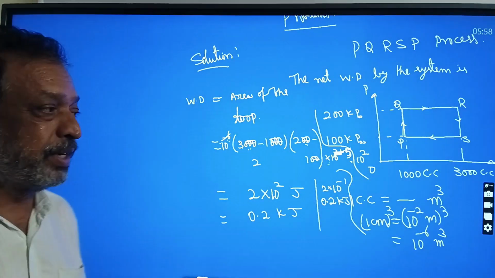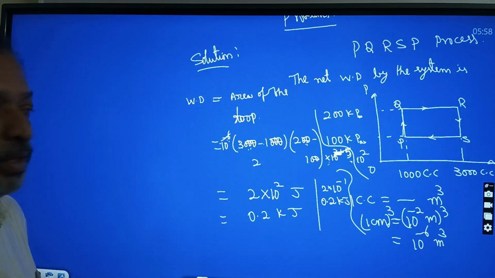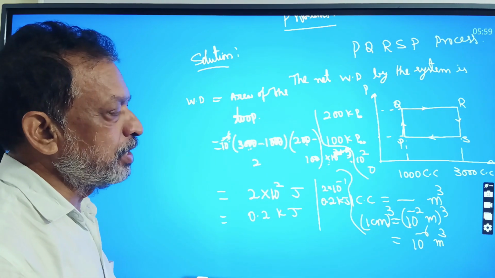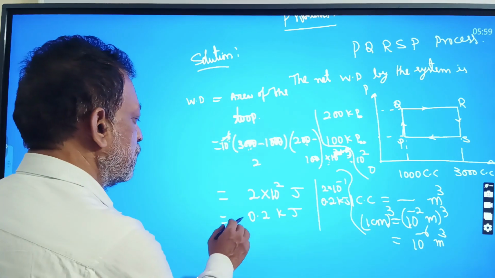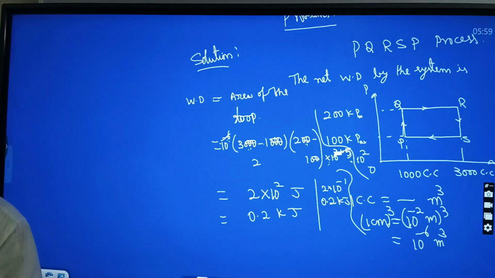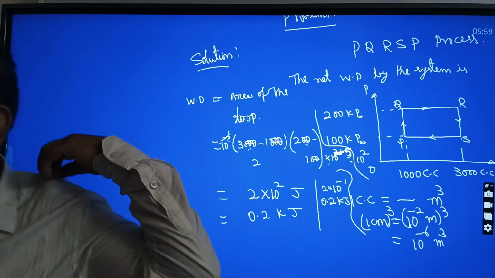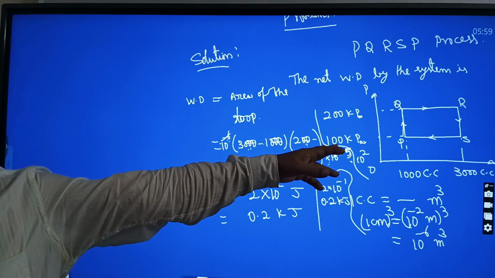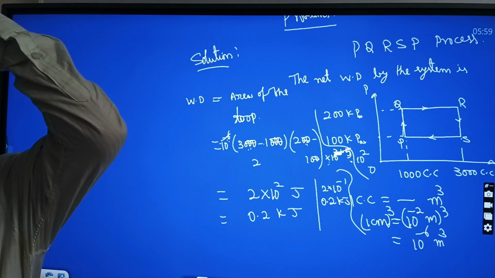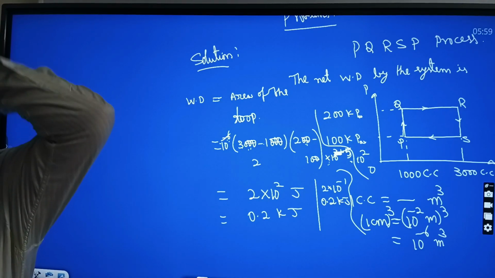Right. So is it negative or positive work done? Anti-clockwise is negative work done. Clockwise is positive work done. Are you understanding? So this is the work done. The loop is clockwise, which means positive work done. Anti-clockwise is negative work done.